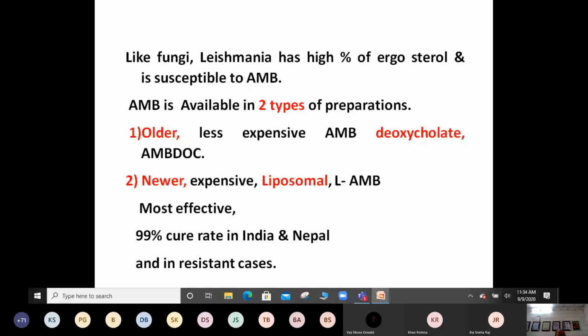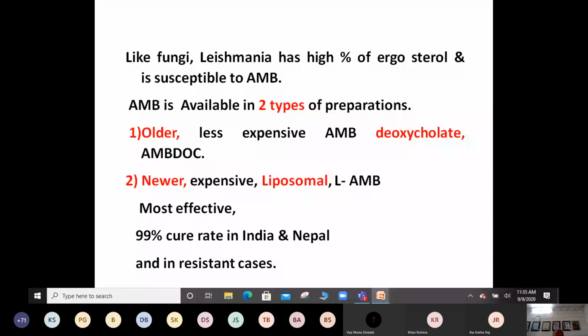Now this amphotericin B is available in two forms. There are two types of preparations. One is older, the other is newer. What is the older one? It is amphotericin B in the form of deoxycholate. Amphotericin B deoxycholate is the older form. It is less expensive. The newer form is liposomal amphotericin B.